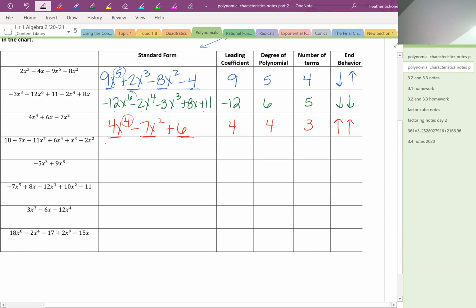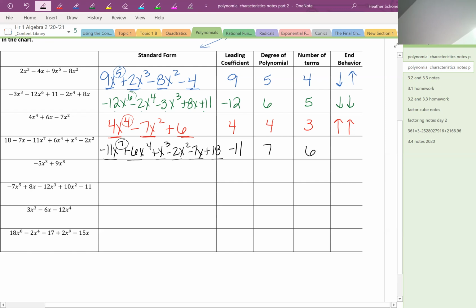So the highest one would be what? Negative 11x to the 7th plus 6x to the 4th plus x to the 3rd minus 2x squared minus 7x plus 18. Okay, we got a long one. The leading coefficient is the number out front, should be negative 11. The degree is the highest exponent, which is 7. The number of terms would be 1, 2, 3, 4, 5, 6.